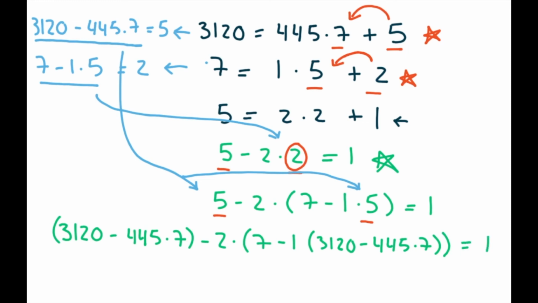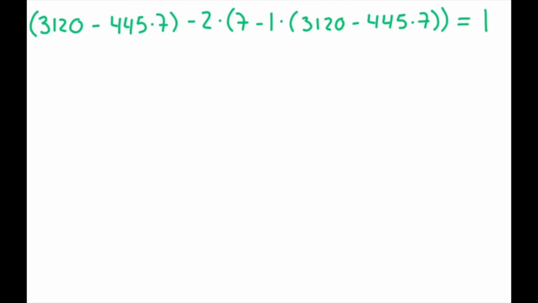I'm just going to write this equation a little bit more neatly on the next page. Now I'm going to try to simplify this so that I get 7 times something plus 3,120 times something.